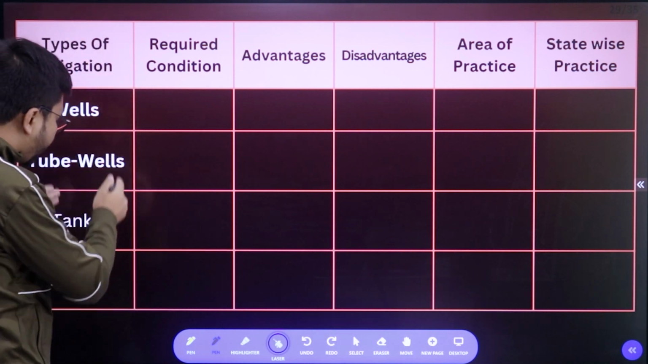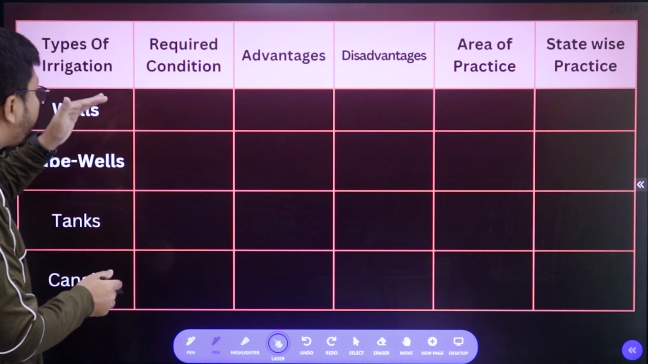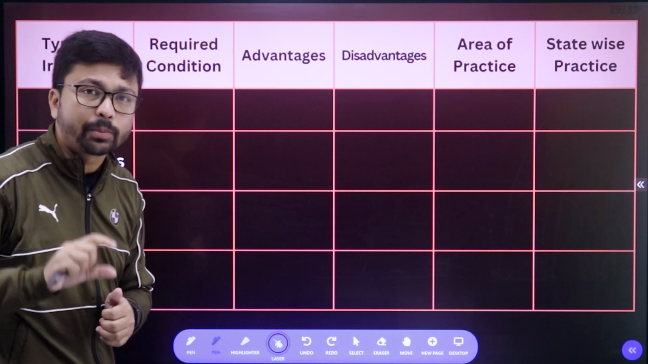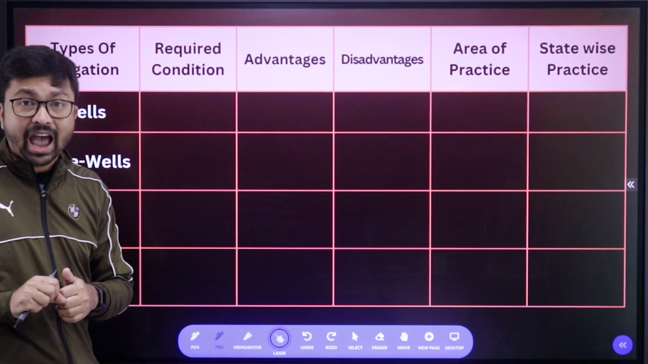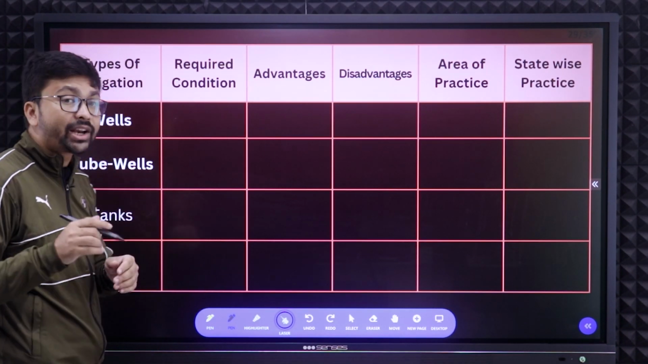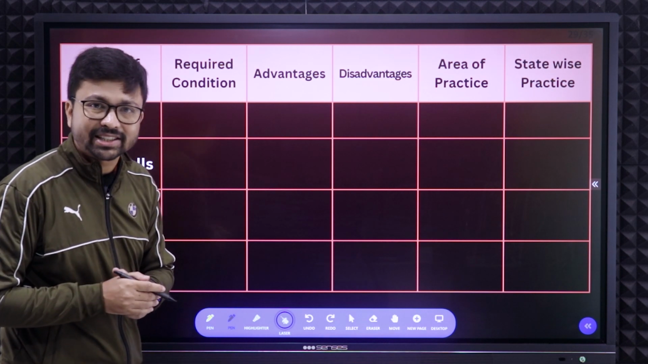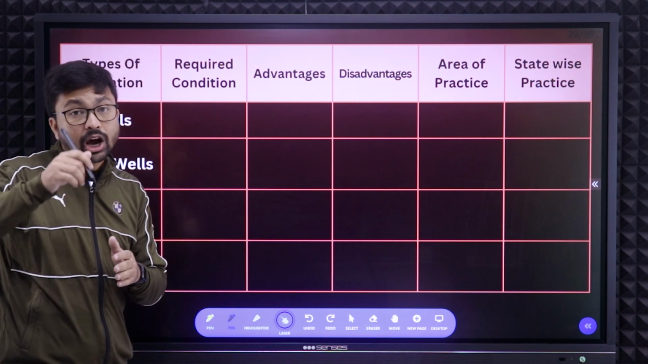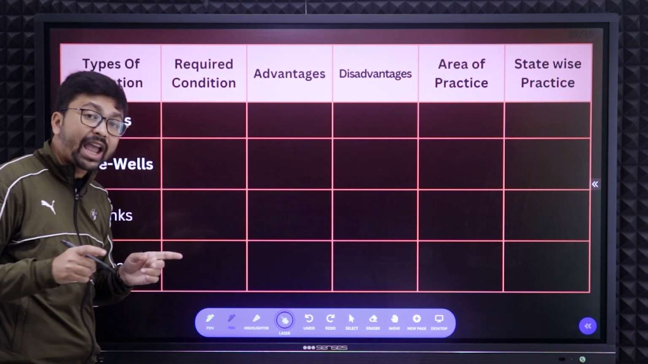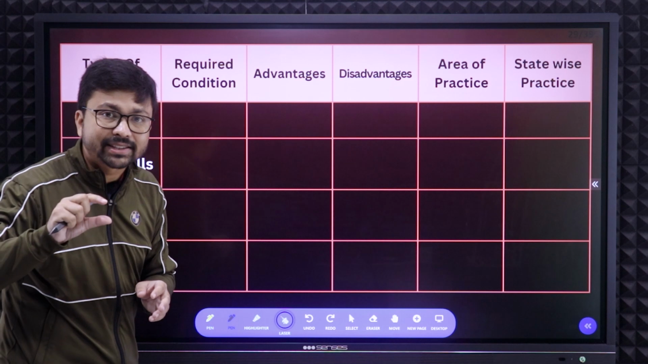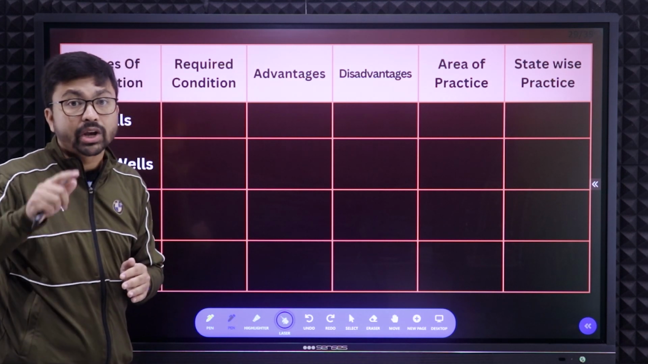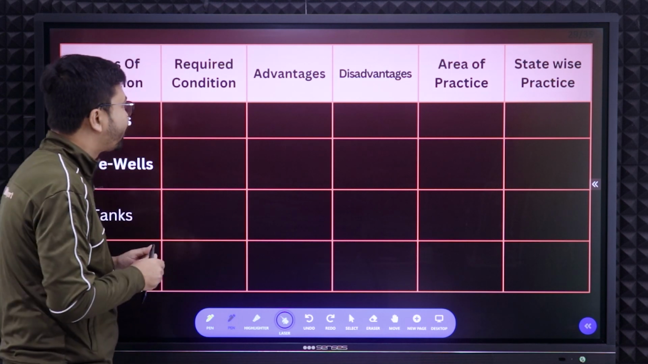So remember, here are the divided types of irrigation and the required conditions. For well irrigation, what are the required conditions? The water level should be within a 15-meter range, and the soil should be soft, so you can dig the well easily. For tube well irrigation, what? Cheap electricity supply, and the water level should be within a 50-meter range. For tank irrigation, a solid firm base. And canal irrigation requires even landforms and the presence of a river.